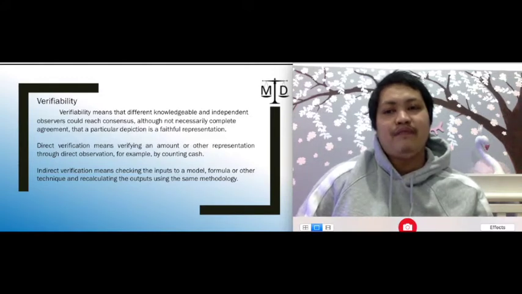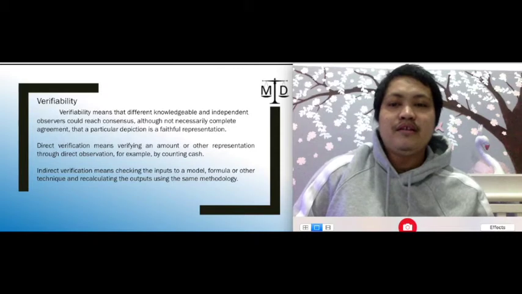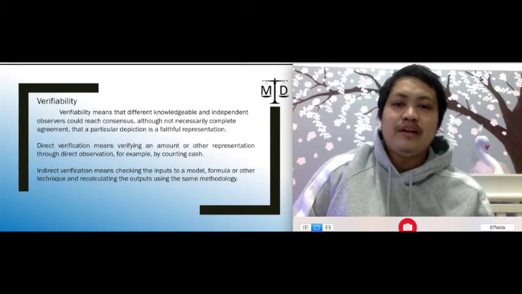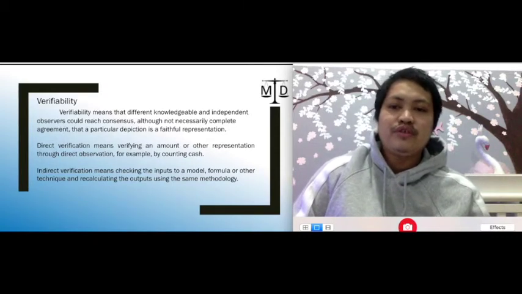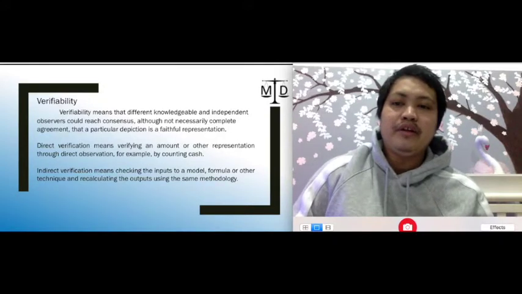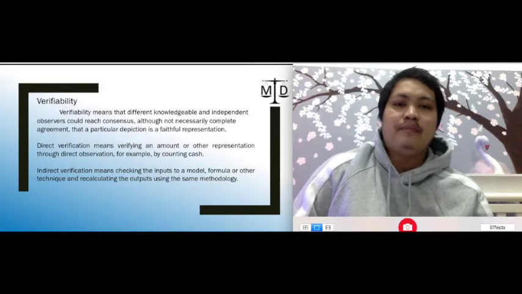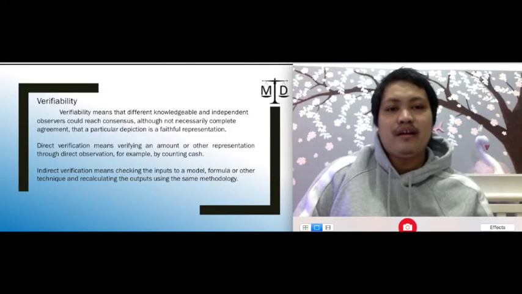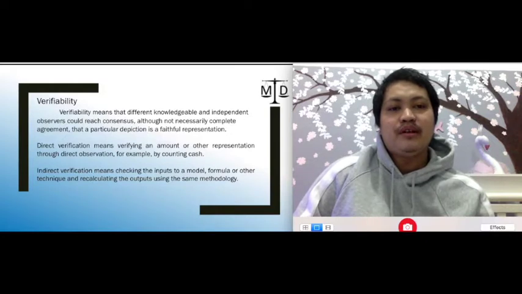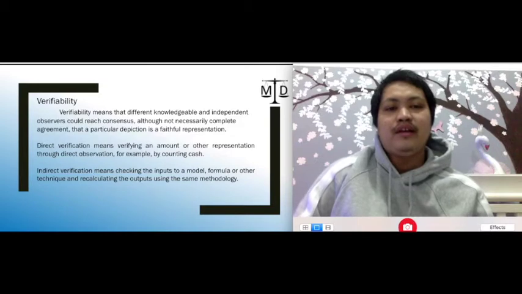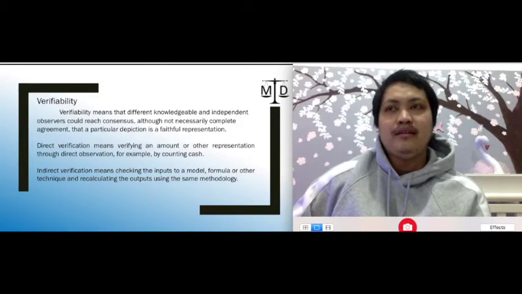As provided in the framework, verifiability means that different knowledgeable and independent observers could reach consensus, although not necessarily complete agreement, that a particular depiction is a faithful representation. Simply stated, we consider information to be verifiable if multiple users can arrive at the same conclusion when given the same set of data or information. And that is exactly how a layman understands verifiability.